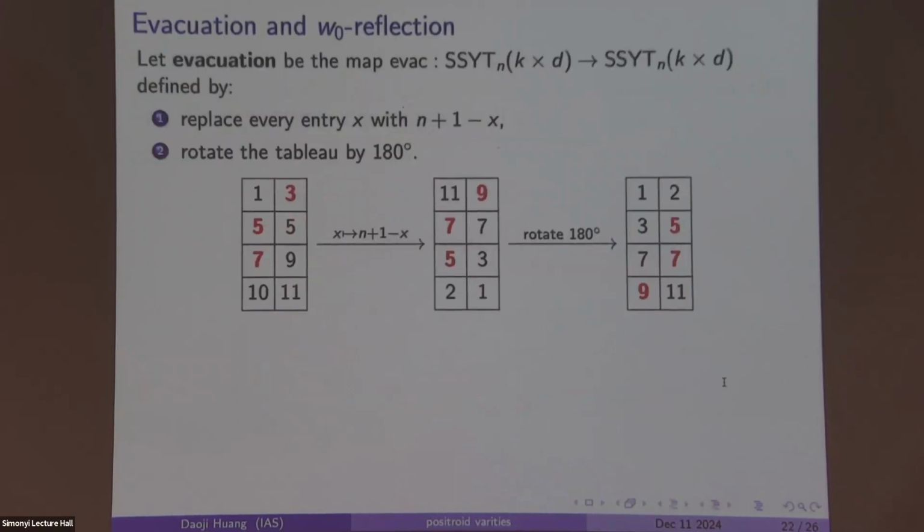Evacuation is another operation that shows up on tableaux, and it also shows up in representation theory. In general, evacuation is difficult to define, but in our context, when you have a rectangular shape, this is what evacuation does: we just replace every entry with its complement and rotate by 180 degrees. If you do that, you see that the anti-diagonal gets rotated. So this corresponds to, does anyone want to guess what geometry this corresponds to?